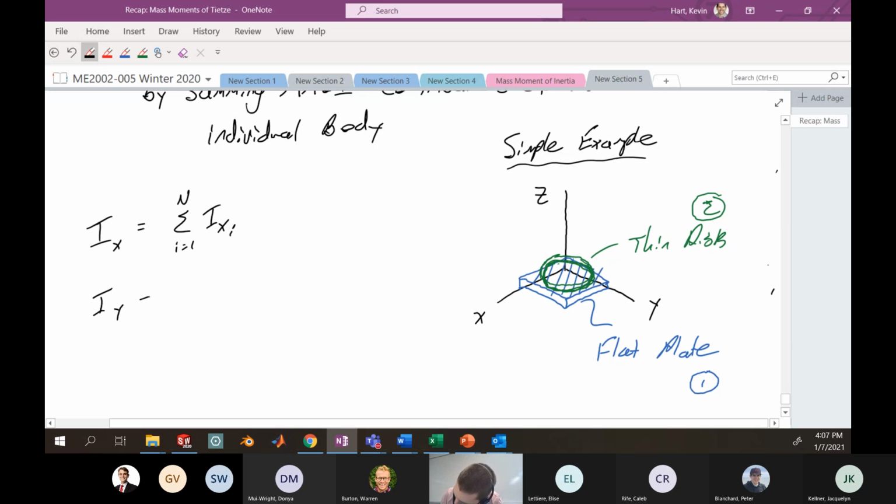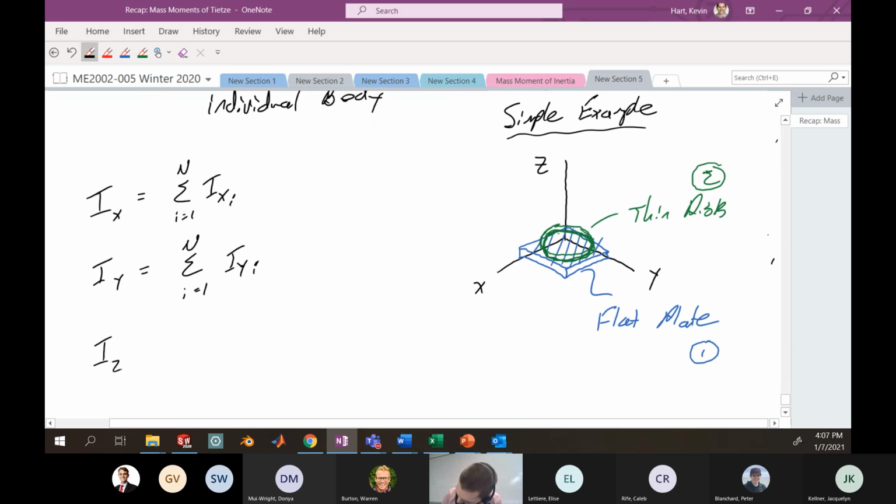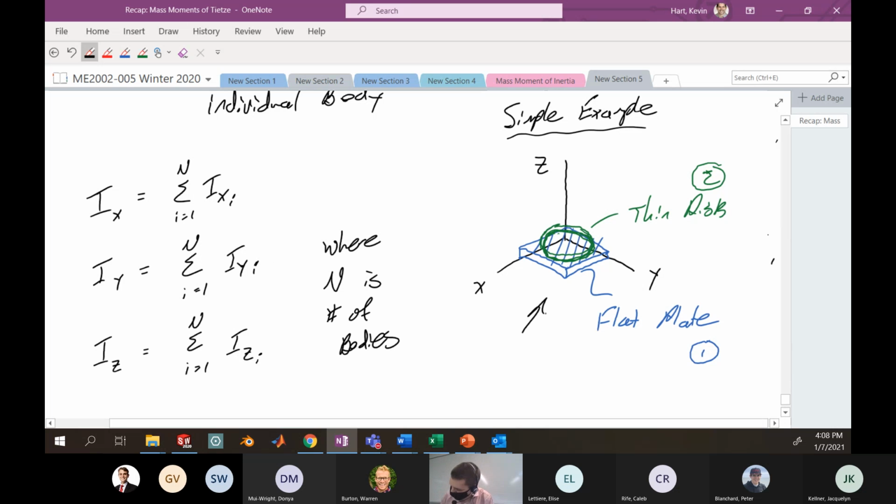Mass moment of inertia about y is the sum from 1 to n of the contributions of each of the individual components, where n is the number of bodies. Okay, in this example over here, n would be 2, body number 1, body number 2.